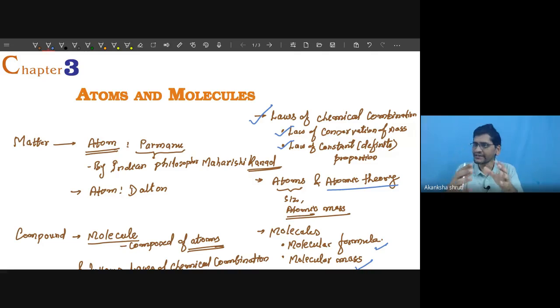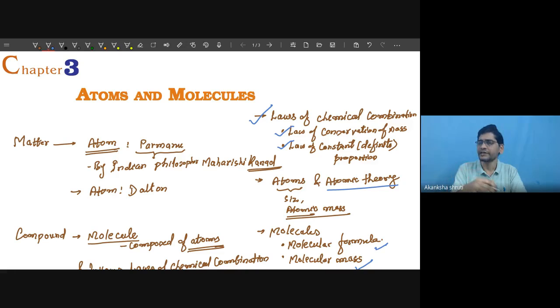He gave this theory around 500 BC. We are in 2000 AD. So this is 2000 years plus 500 years back, which means 2500 years back, our Indian philosopher proposed that matter consists of a smallest particle called Paramanu.